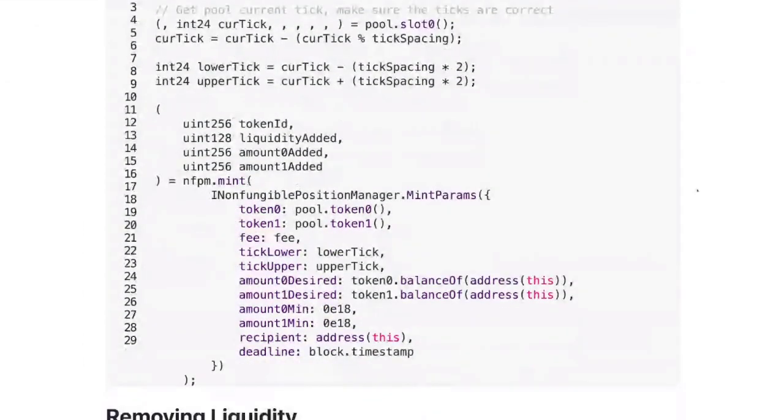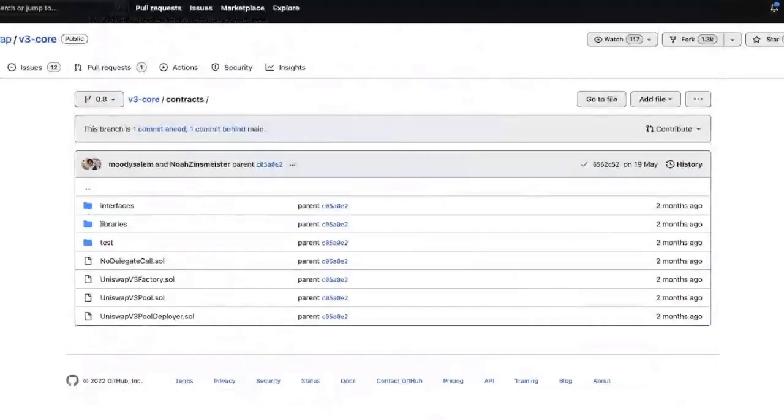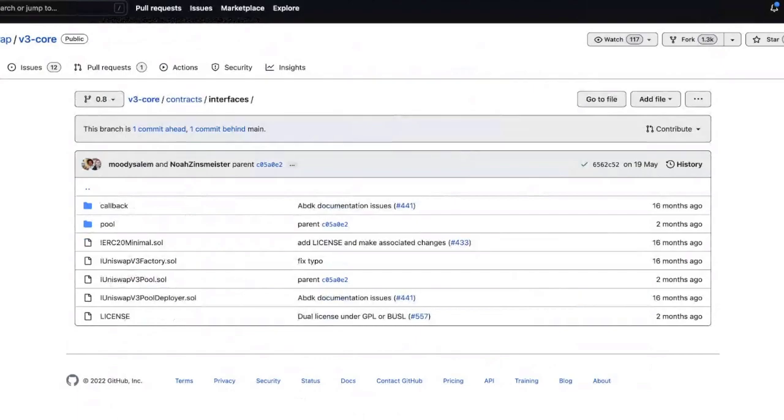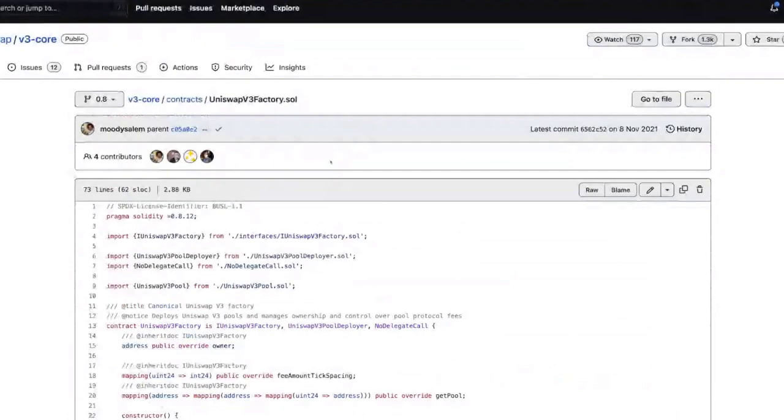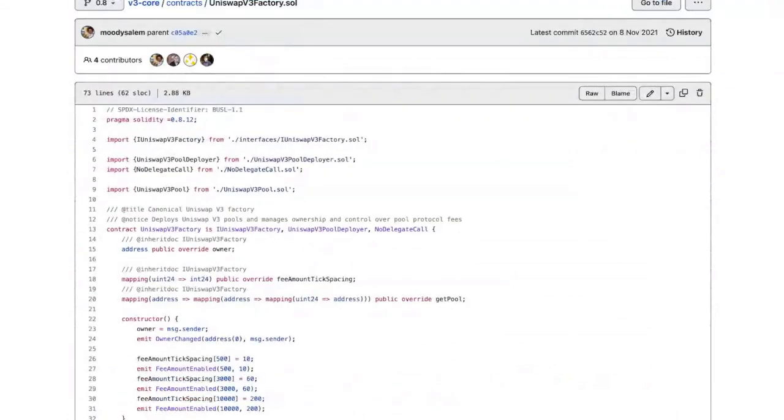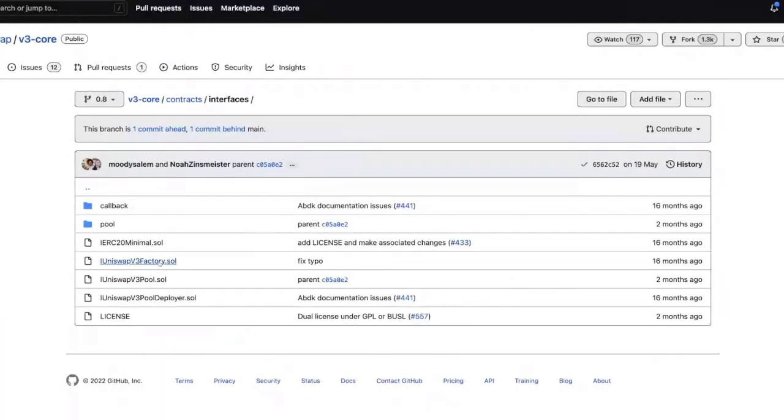Yeah. Sweet. Should we jump into this GitHub? Yeah, cool. Maybe we look at the V3 factory in 0.8. Yeah, we're on the 0.8 branch. Okay, cool. That's here. Do you want to start with the interface or the contract? I guess we could take a quick look at the interface. Here we go.